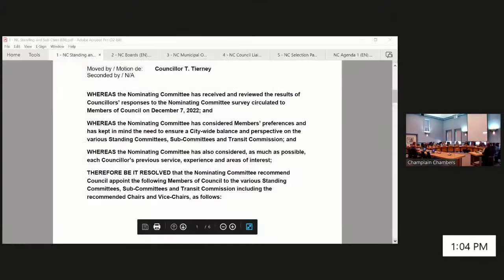Whereas the nominating committee has received and reviewed all councillors' responses to the nominating committee survey circulated to members of council on December 7th, 2022. Whereas the nominating committee has considered the members' preferences and kept in mind to ensure the citywide balance and perspective on various standing committees, subcommittees, and transit commission. And whereas the nominating committee has also considered as much as possible each councillor's previous service, experience, and areas of interest. Therefore, be it resolved that the nominating committee recommend to council to appoint the following members of council to various standing committees, subcommittees, and transit commission, including recommended chairs and vice chairs as follows.